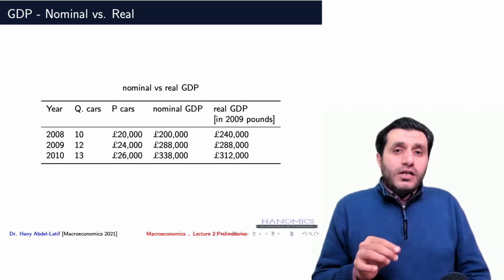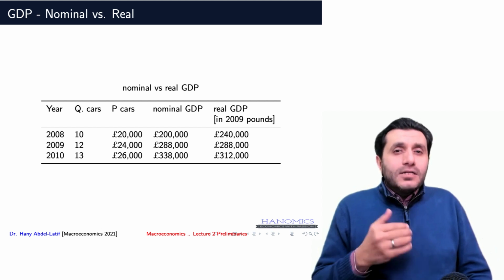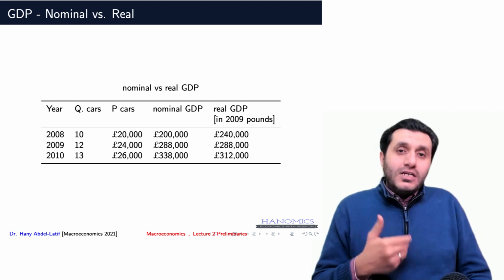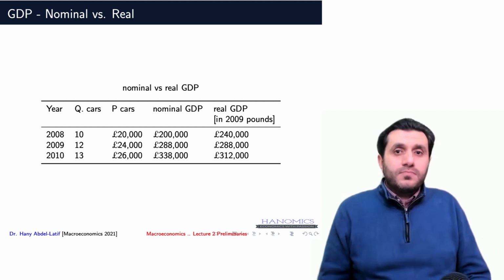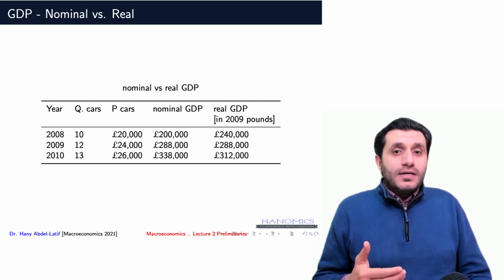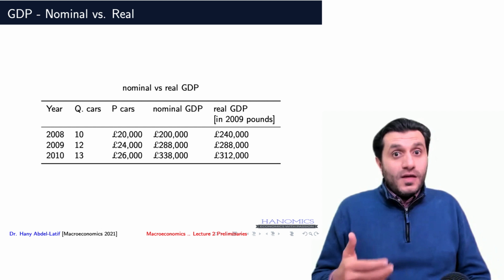Notice here, while real GDP has increased between 2008 and 2010, it has not increased as much as the nominal GDP because we excluded price changes. Notice that nominal GDP equals real GDP in 2009 pounds. That is in the year 2009.